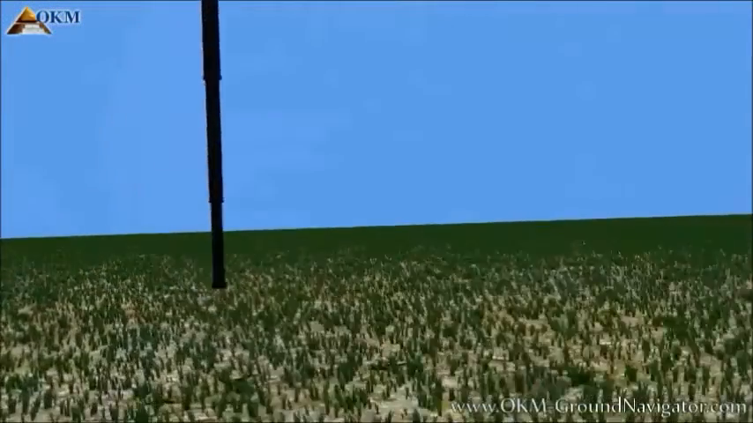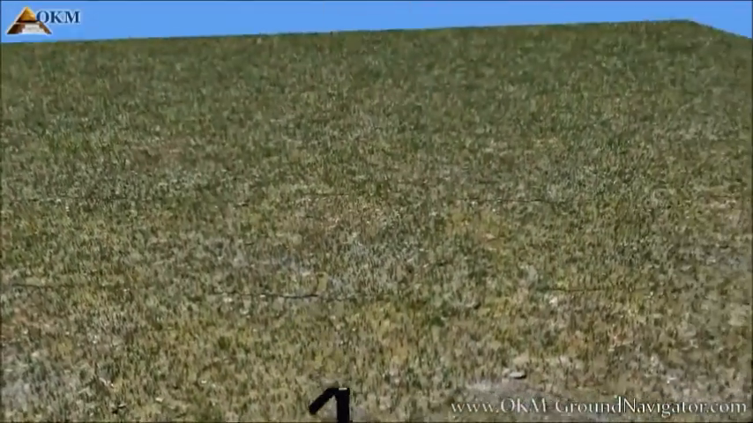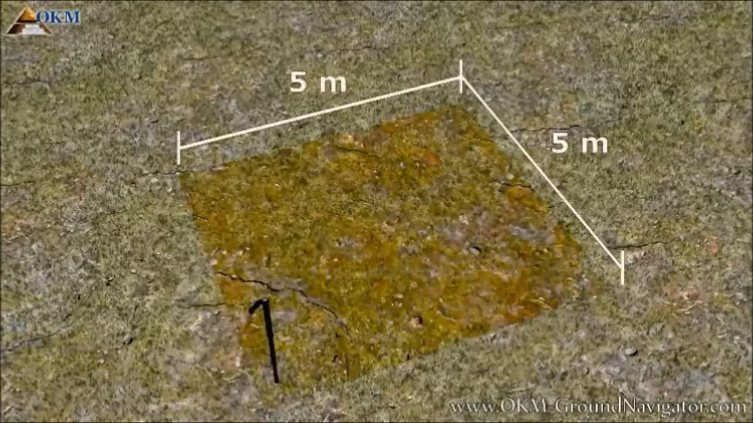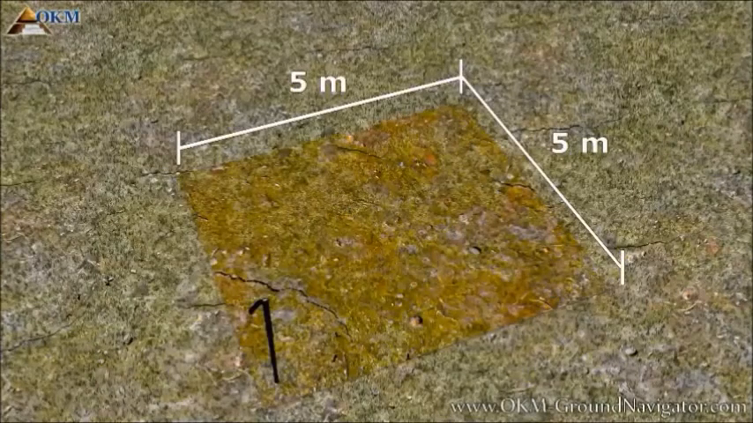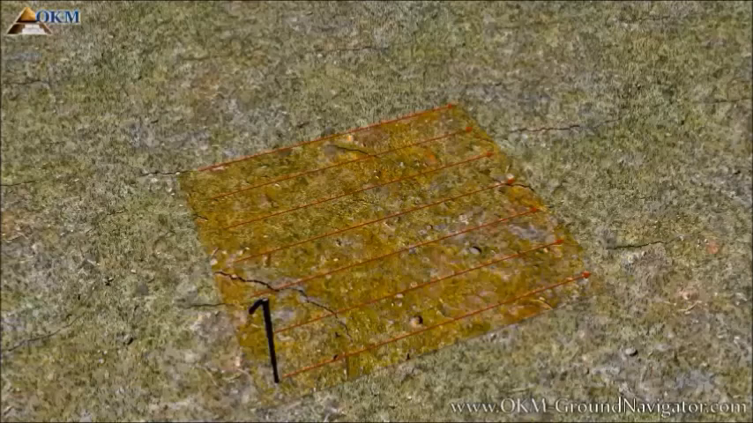No matter what operating mode you are using, the distance between sensor and ground should be around 5 to 10 centimeters. For this example, we will define an area of about 5 by 5 meters. You always start on a corner and scan from right to left, as seen in this example. The red lines are our scanning paths. You can easily see that this is the parallel mode, since all arrows are pointing in the same direction.